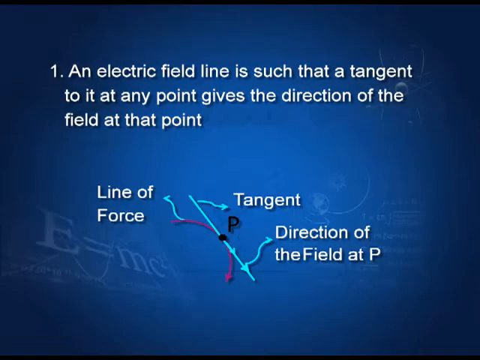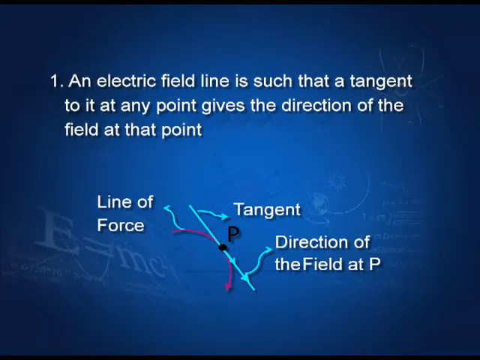First, an electric field line is such that a tangent to it at any point gives the direction of the field at that point. That is, if this is the line of force, the tangent at the point P is in this direction, and therefore, this gives the direction of the field at point P.